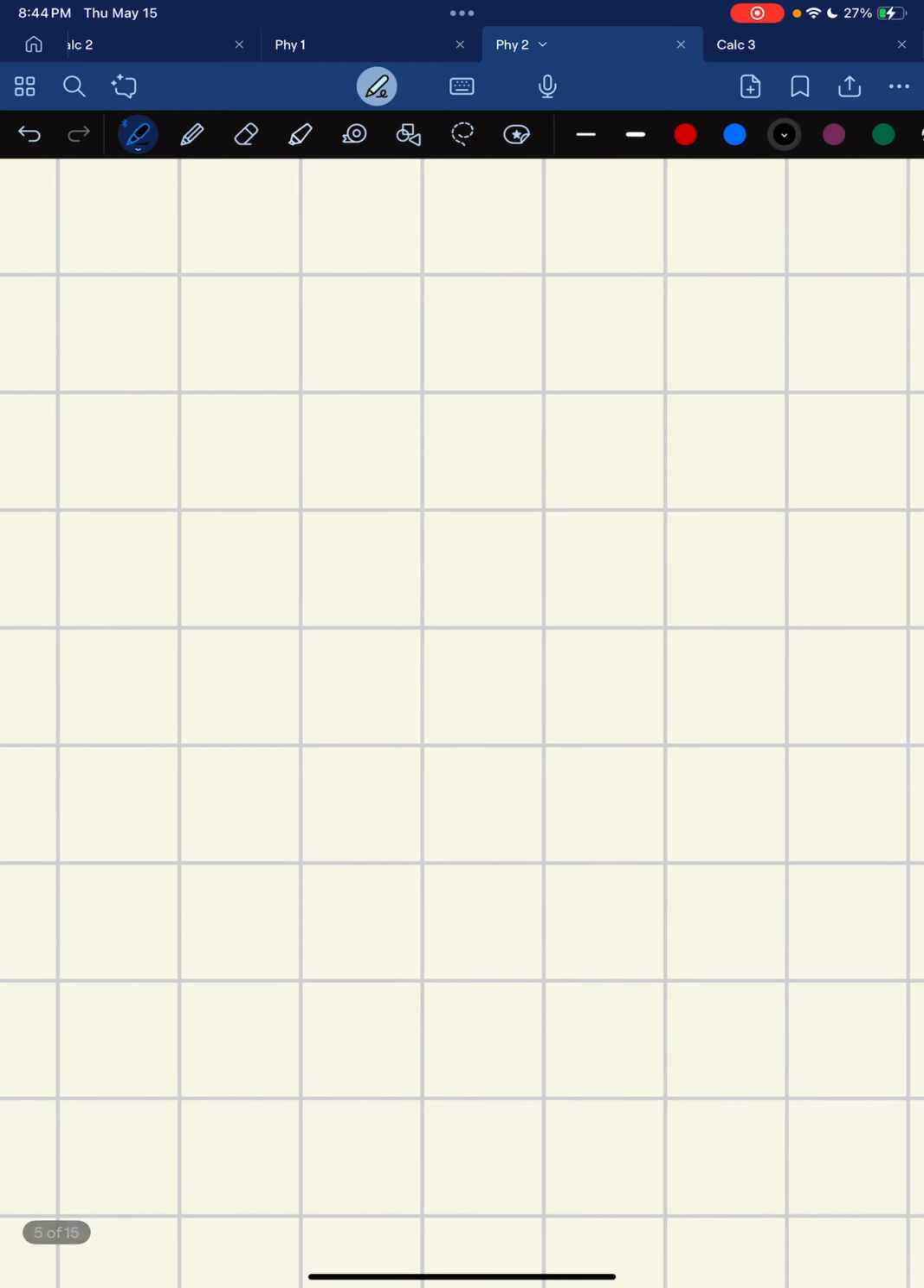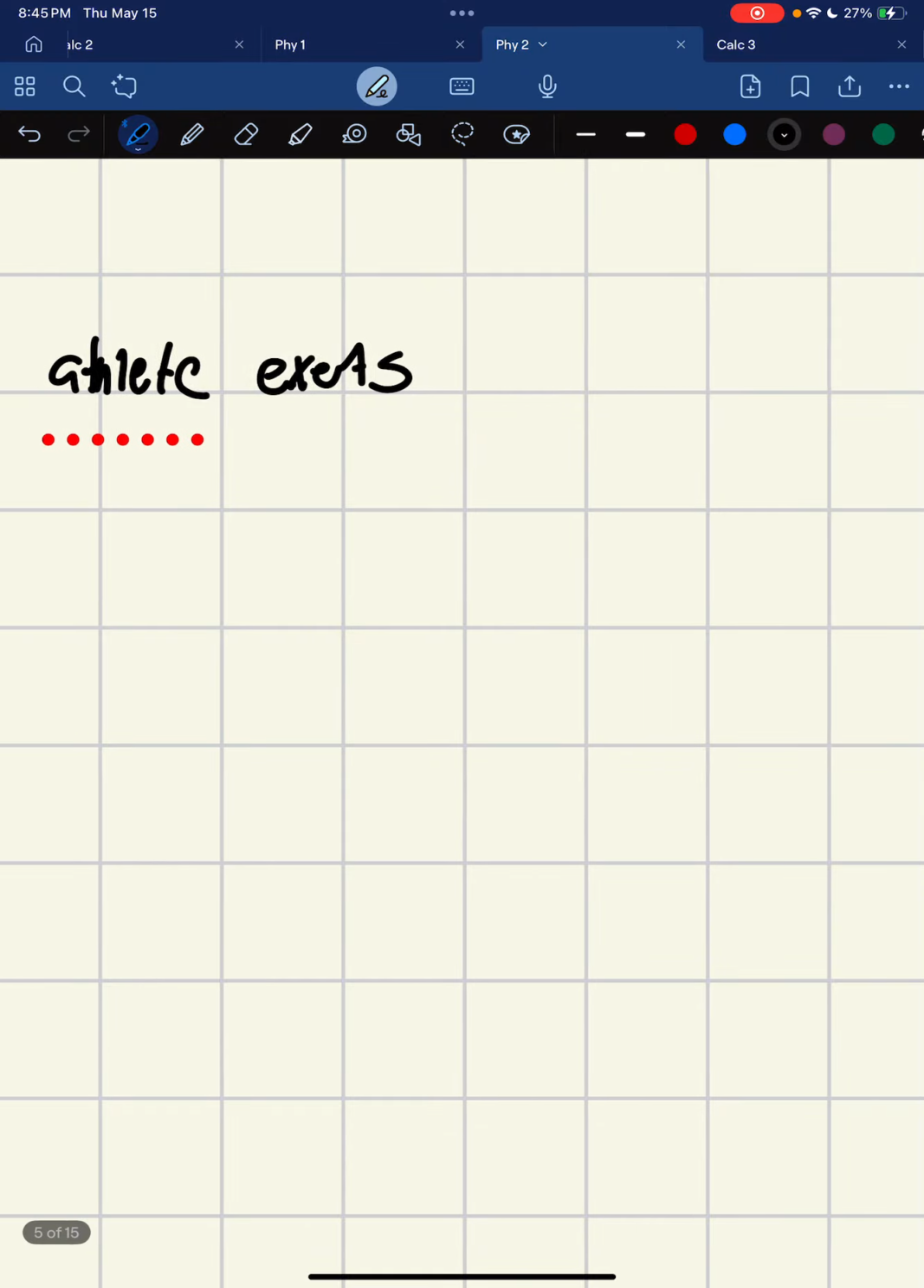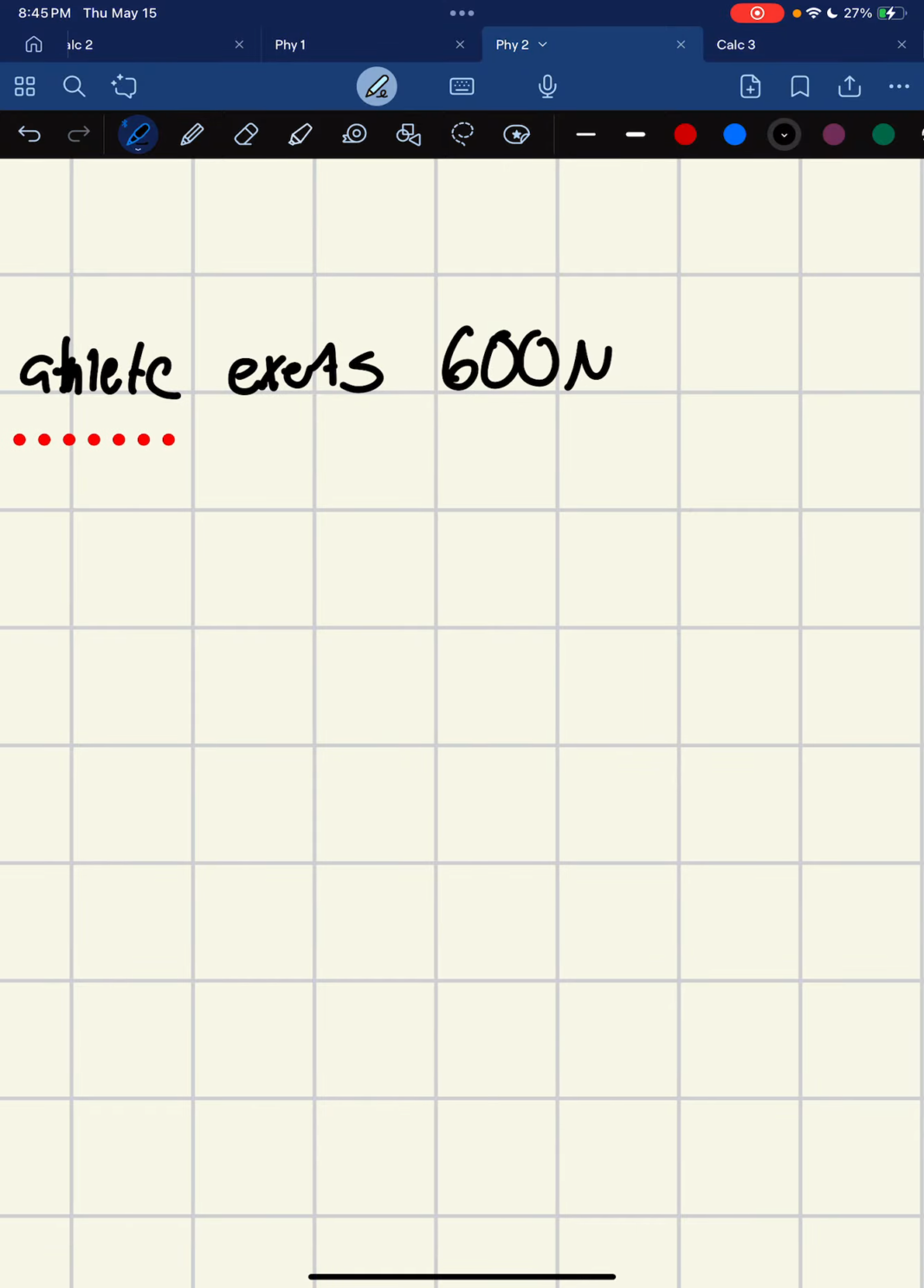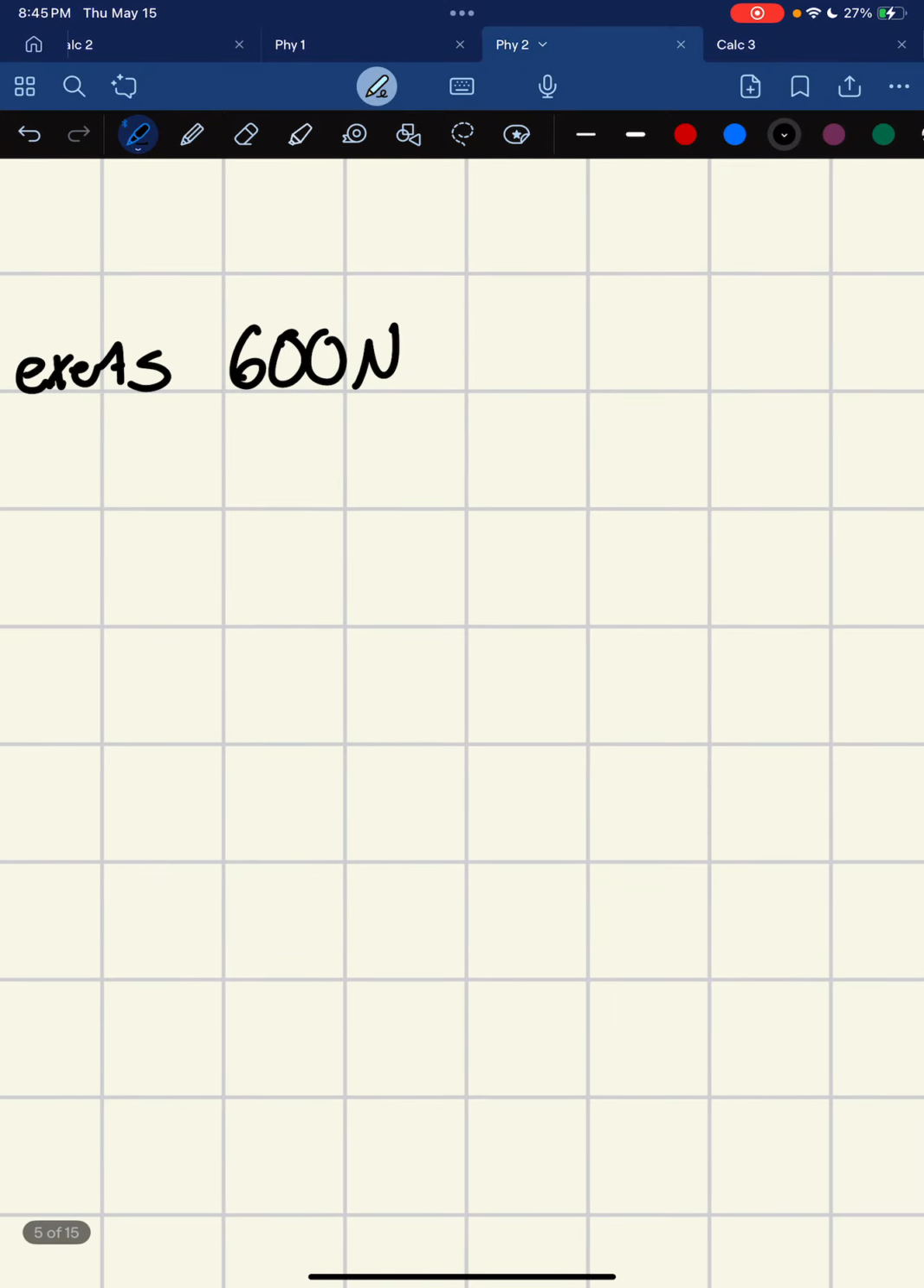an athlete exerts a tension of 6.00 times 10 to the power 2 newtons. So 600 newtons on one end of a horizontal rope that has 50 meters and mass 2.50 kilograms.